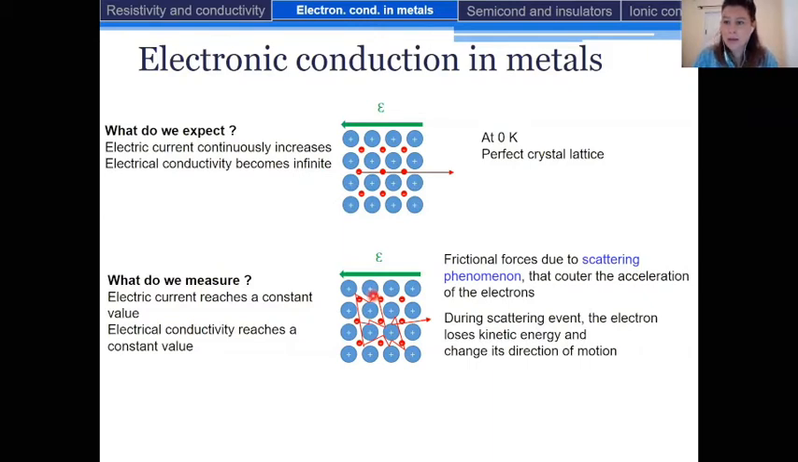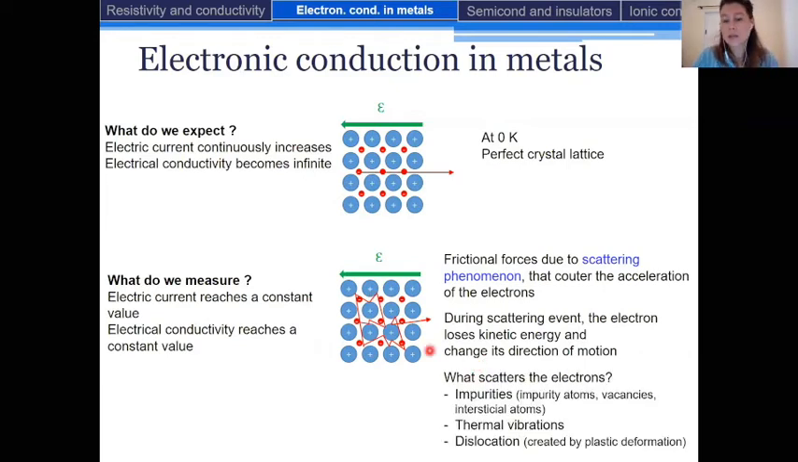And this makes that, this explains the frictional forces and why we have a fixed value for the electrical conductivity. And what can scatter the electron? In this representation, it seems that the ionic cores are provoking the scattering events, but in fact, we have three things that can scatter the electron.